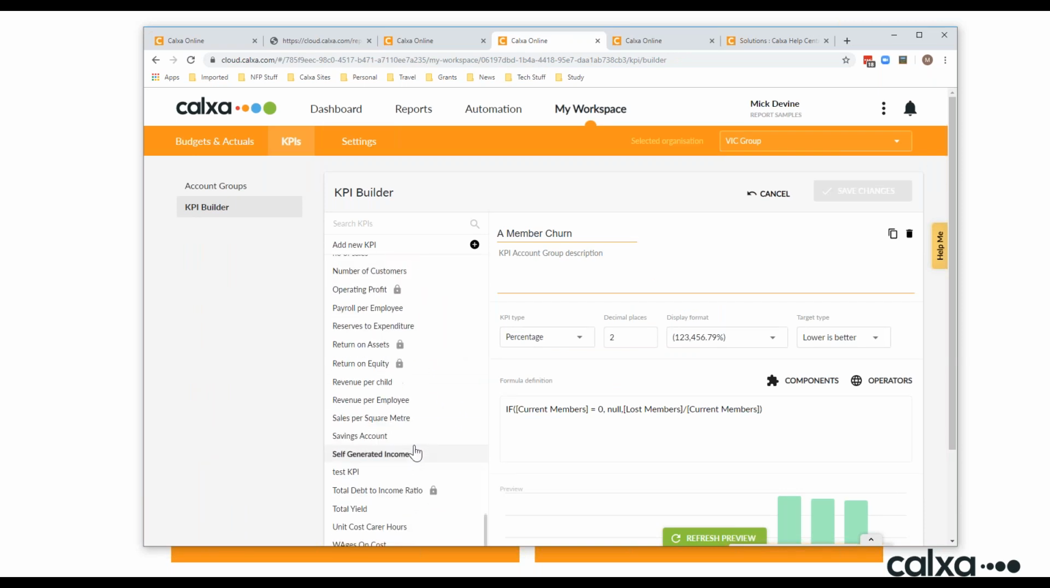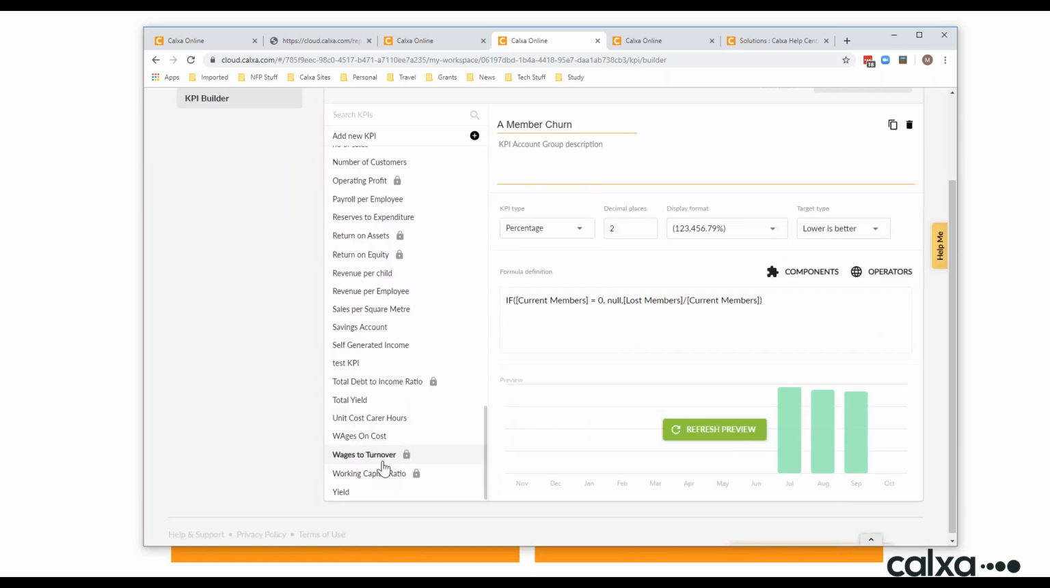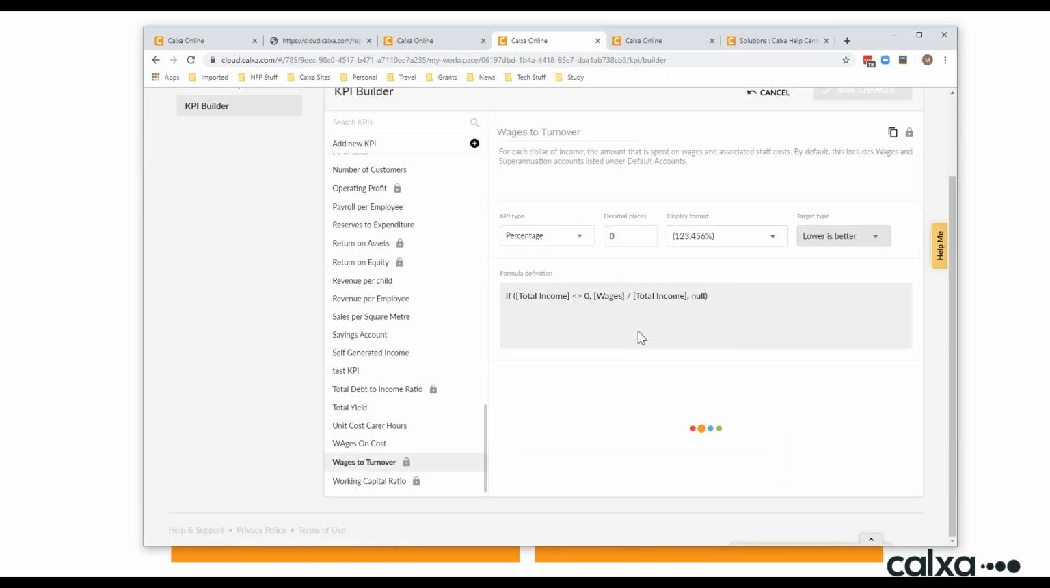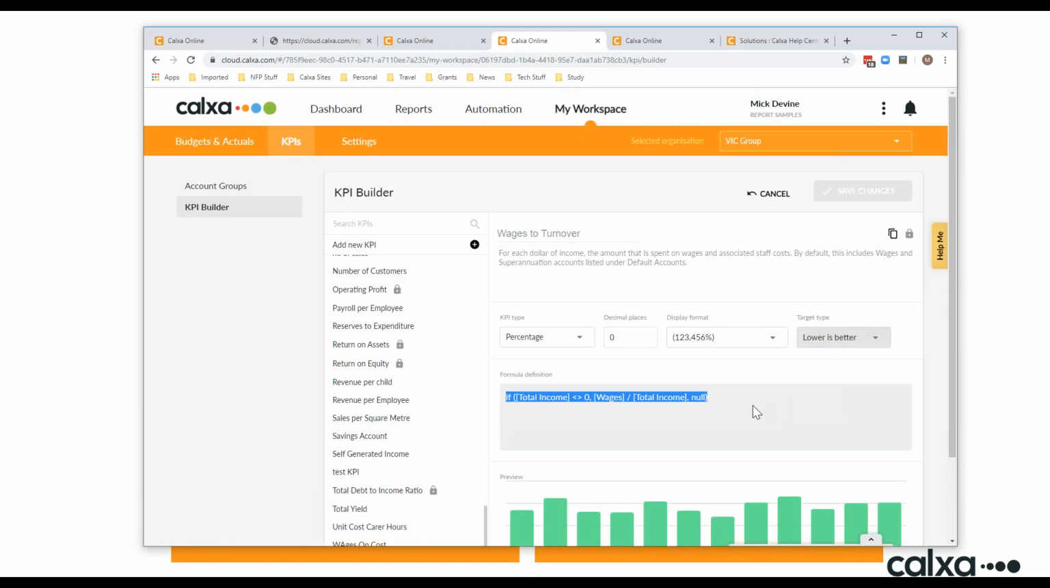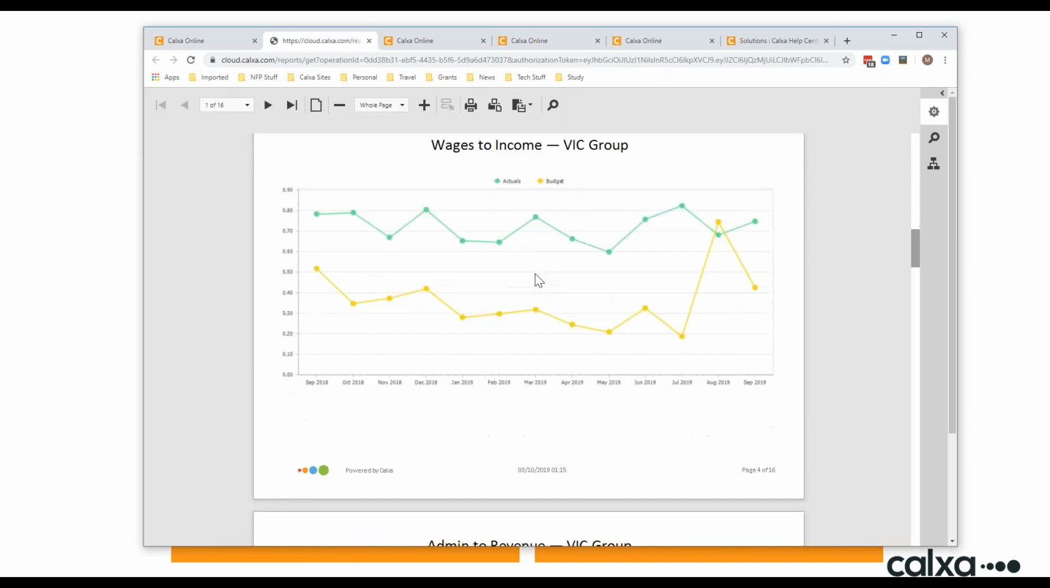If you're ever looking at our KPIs, you'll see the ones that have got a padlock next to them. It's grayed out, so you can't actually change it, but you can see what the formula is and copy and paste it into something else, and you can change the formatting and that sort of thing if you need to. And we put a bit of an explanation there, the amount that's spent on wages for each dollar of income that you've got. So wages to income's a good measure of how you're doing.